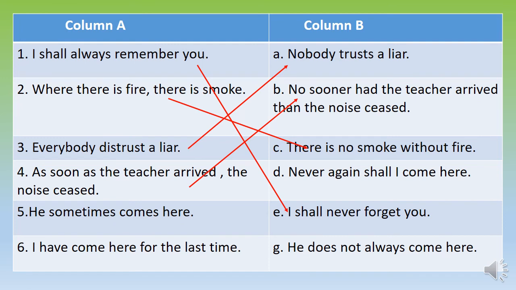Then we have another sentence, he sometimes comes here. And it is, he does not always come here. And the last sentence, I have come here for the last time. And which one from column B is appropriate for it? Yes, it is number D from column B, never again shall I come here. So we have completed the table.